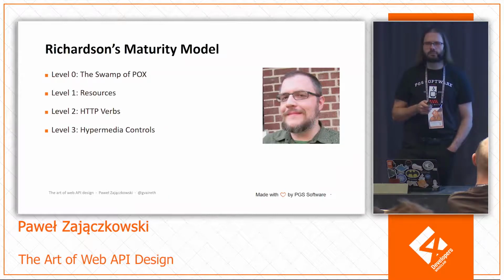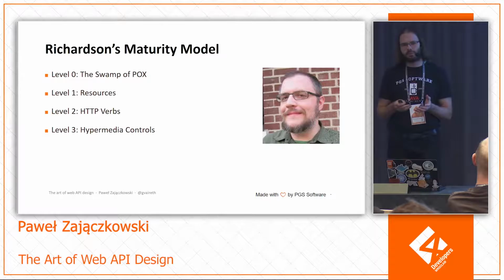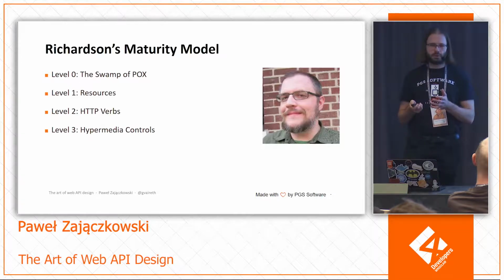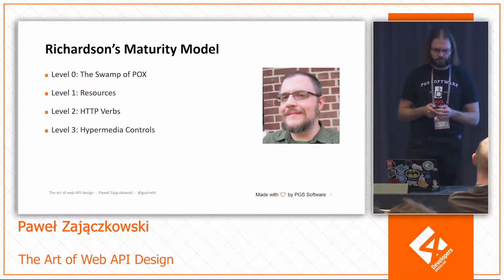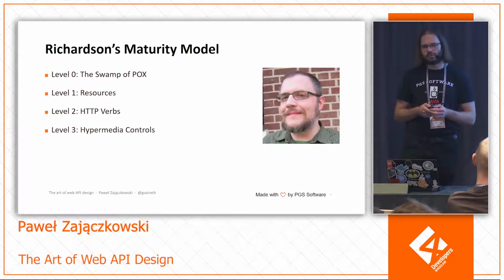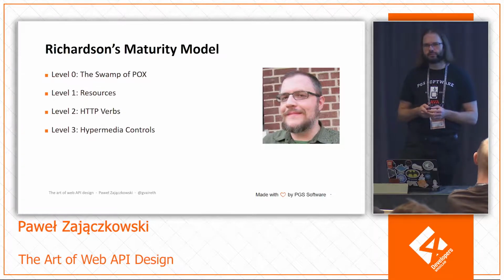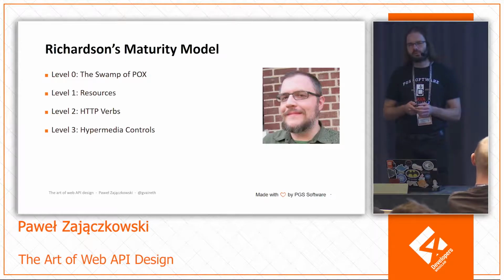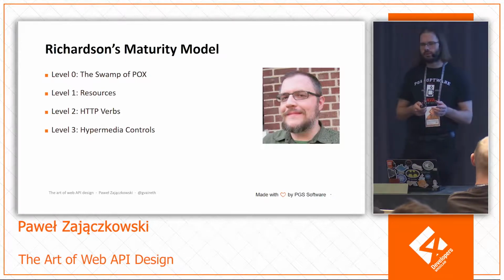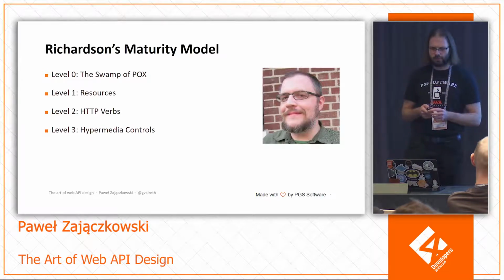The first level, level 0, the swamp of plain old XML. We have one endpoint, and we are sending a big XML to this endpoint telling what we are doing and on which resource. Not a very good idea. Then we have the second level. We have separate endpoints for resources or entities in our system. Then we have HTTP verbs or methods. So now I don't have to think about the naming of the endpoint, whether this is delete car or remove car. I just have an endpoint cars/particular ID, and I send a delete method in HTTP.